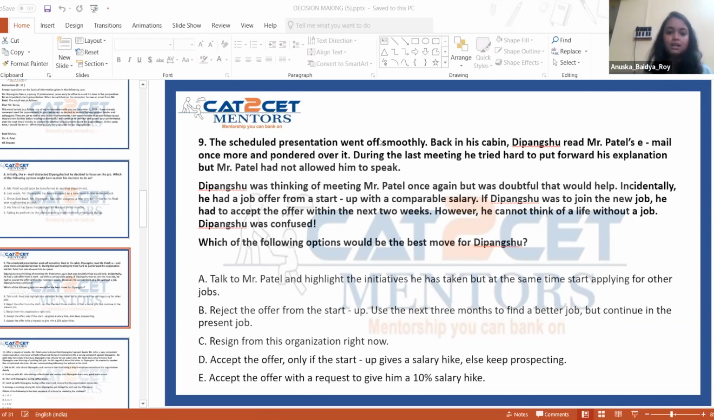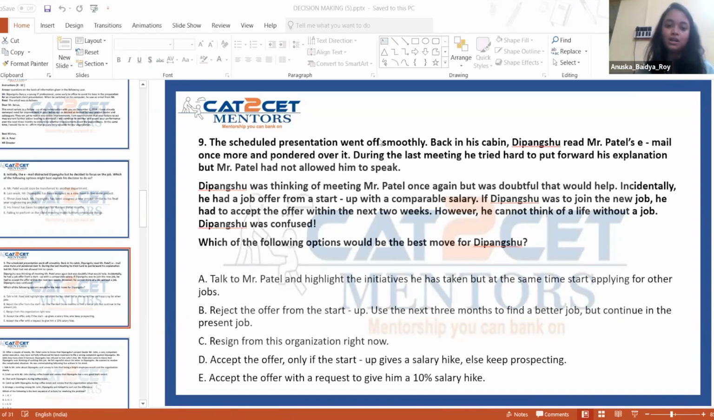Now let's see what D is saying. D is saying accept the offer only if the startup gives you a hike. Otherwise, stay back in this organization and keep prospecting. So if the startup doesn't give me a hike, I stay back in an organization that is not valuing me and might kick me out anytime. And I keep searching for a new job.